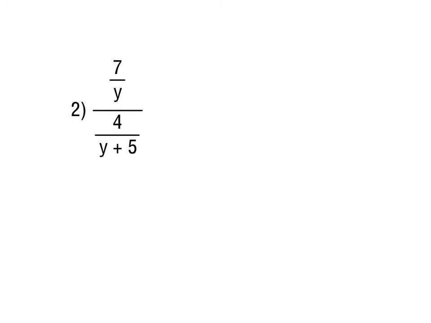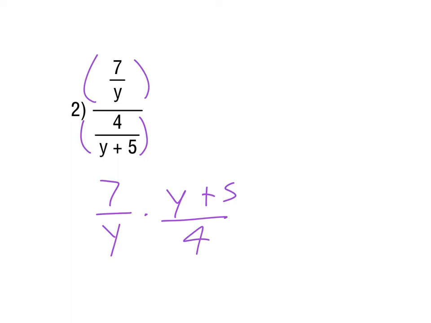Alright, for the second one, it's going to be very similar. We would take the numerator, the 7 over y, multiply that by the reciprocal of the denominator, so we flip this 4 over y plus 5, so we have y plus 5 over 4. Now, some people are going to be very tempted to do some things that they shouldn't do. For example, try to cancel out these y's. The thing is, this y here is not really a y, it's a part of a y plus 5. And that's all that is.